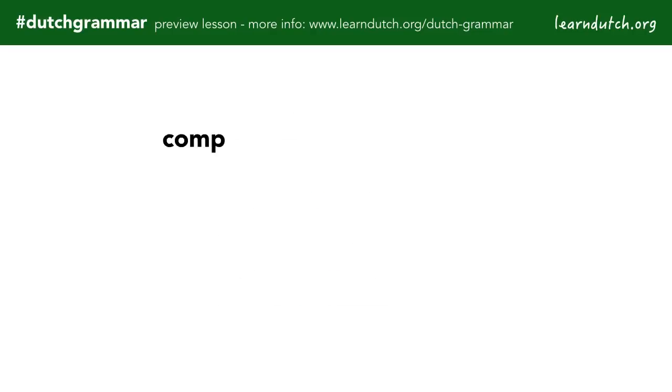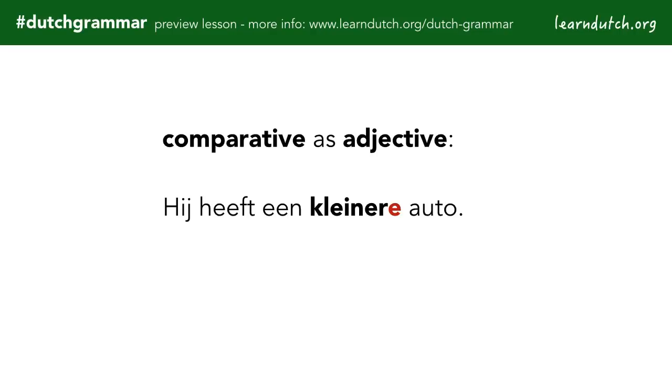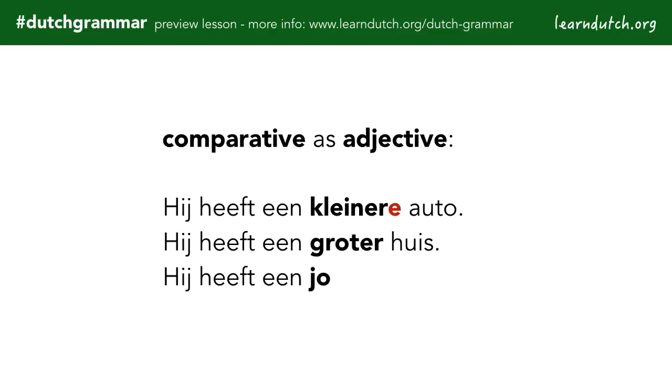But we can also use a comparative as an adjective. Hij heeft een kleinere auto. He has a smaller car. Hij heeft een groter huis. He has a bigger house. Attention, het huis, so with een, no extra e. Hij heeft een jongere vrouw. He has a younger wife.